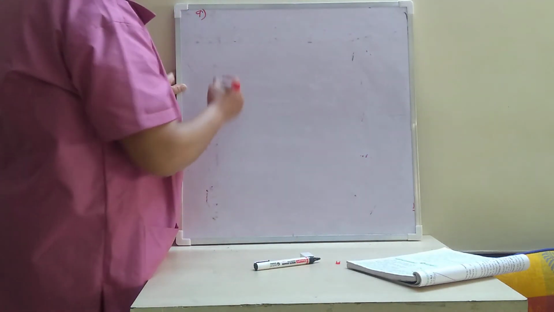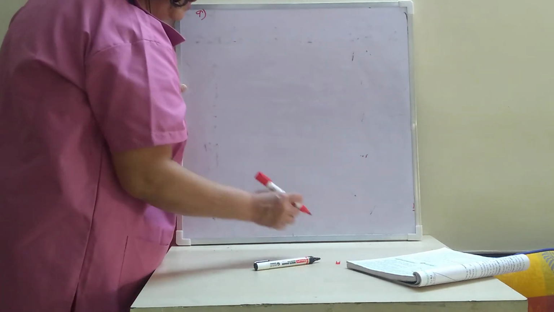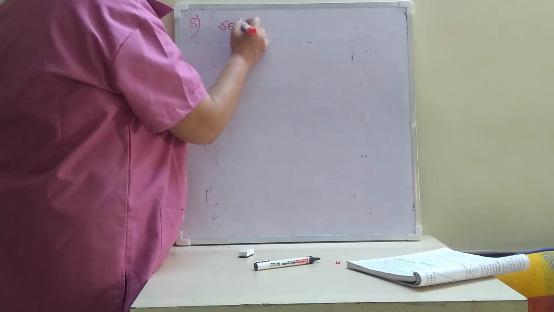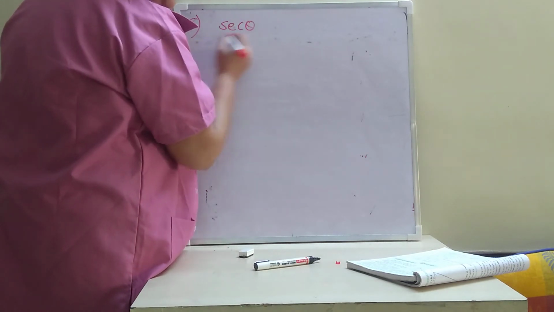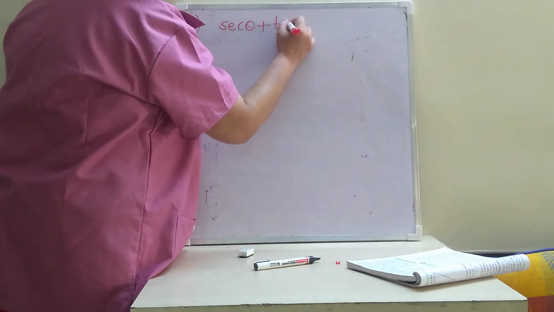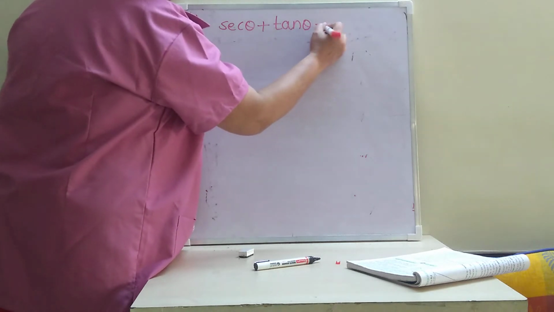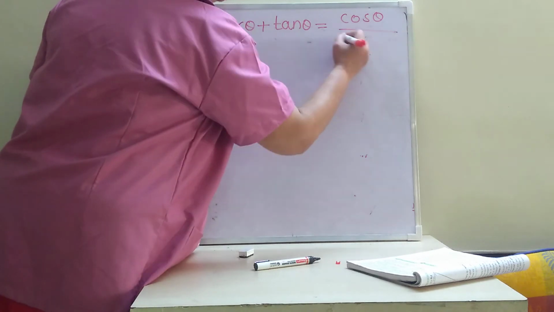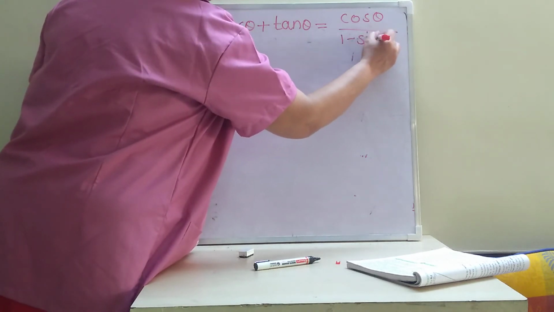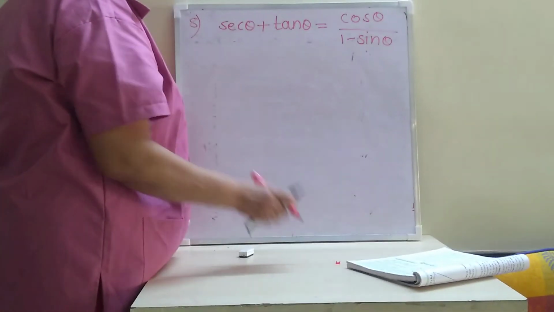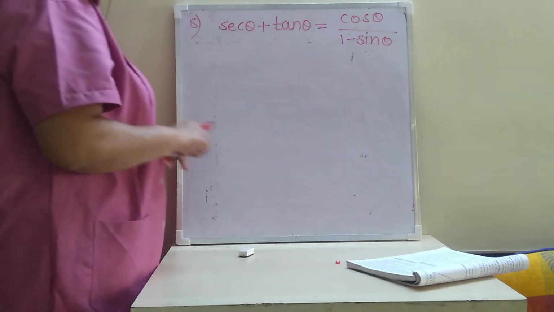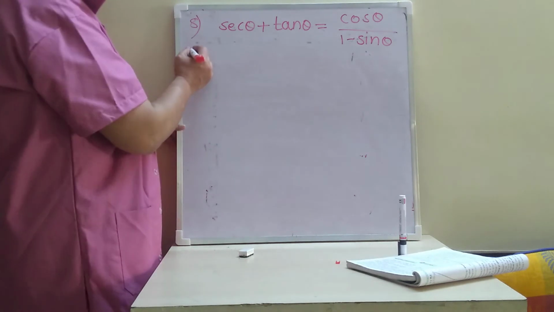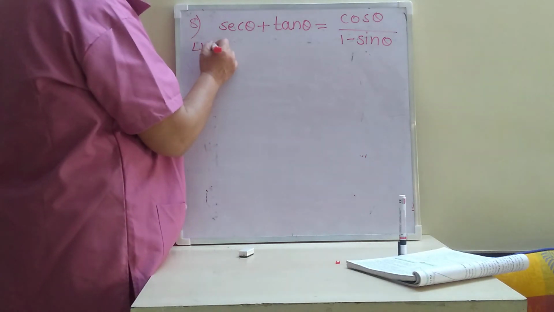What is the question? Question number 8. Sec theta plus tan theta is equal to cos theta upon 1 minus sin theta. If you remember, this is something you're moving from one side to another. If you see, these questions are the same. Here we are solving only the LHS.